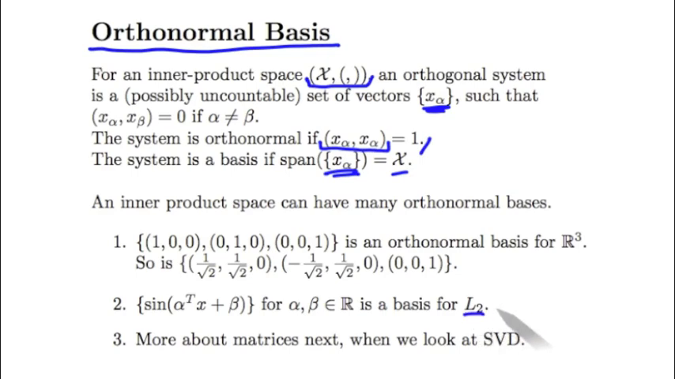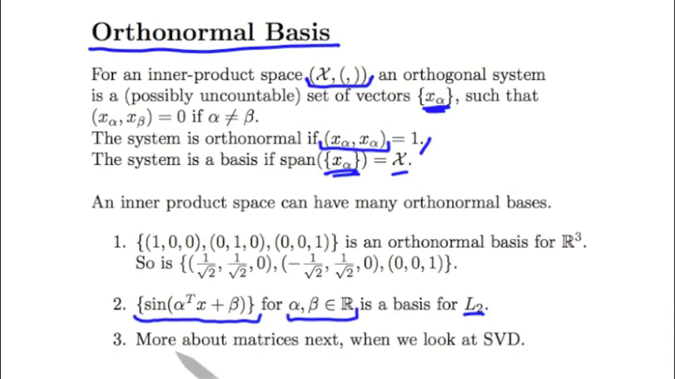Here's a different space. This is L2. Again, I'm not writing the dot product because I'm associating it with the typical Euclidean dot product. And in that case, sine of alpha transpose x plus beta, where alpha and beta are in the reals, so there are uncountably infinitely many such functions, is actually a basis for L2.